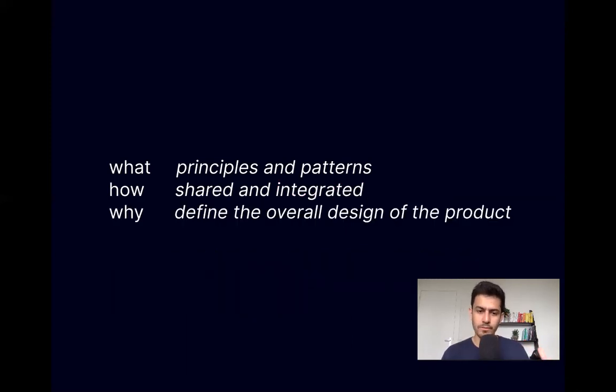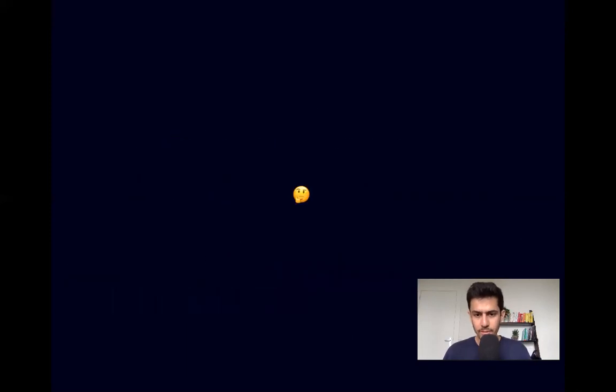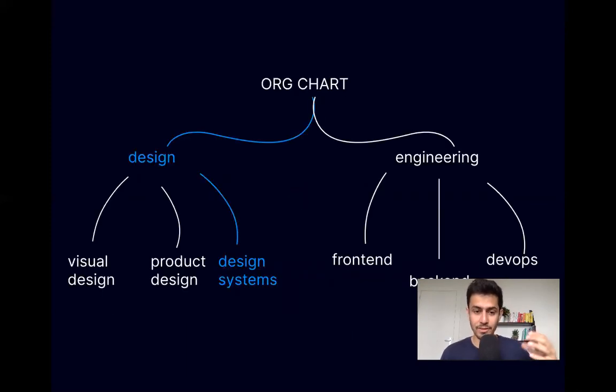And the goal of all of this is to define the overall design of the product. But a lot of times it's also to improve it. By the process of systematizing, you're aiming to improve the overall design of the product. So basically, we were some developers and designers sitting deep inside the design org and shipping all kinds of things.